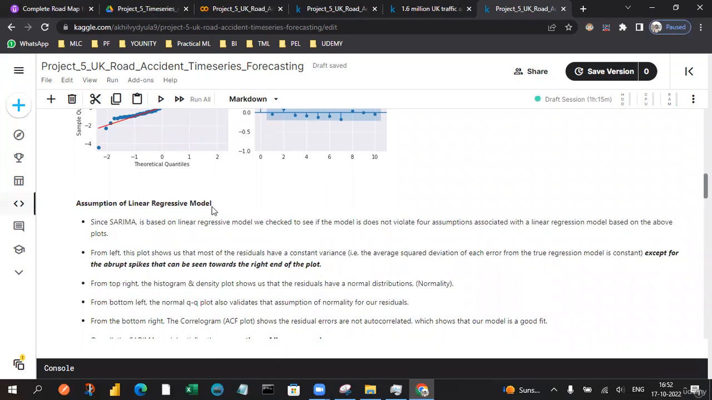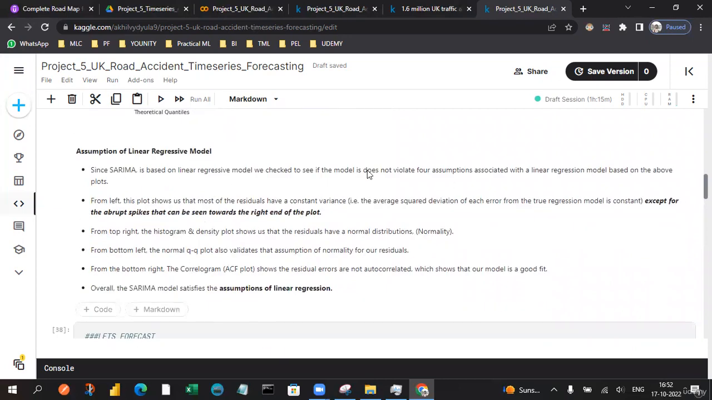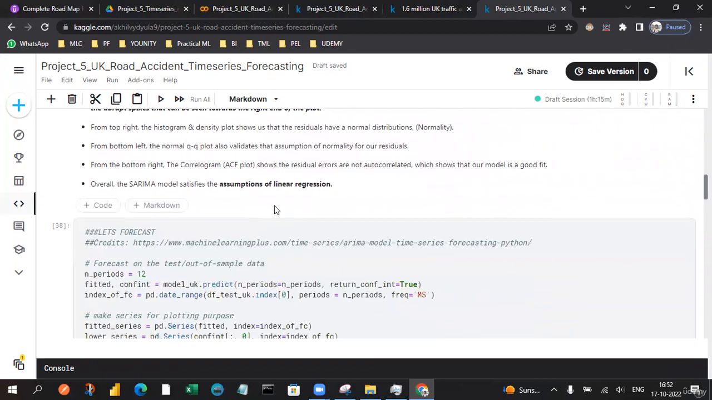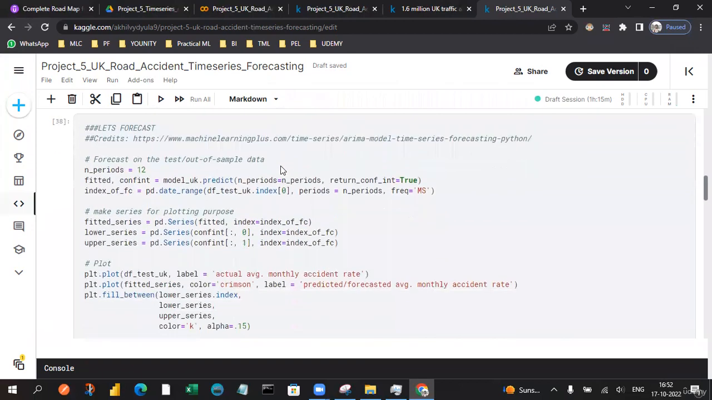Assumptions of the linear regression model, we have already seen some of them. If you're not aware of these linear regression assumptions, please go and check out the previous video so that you will be able to see what exactly the assumptions of linear regression are.